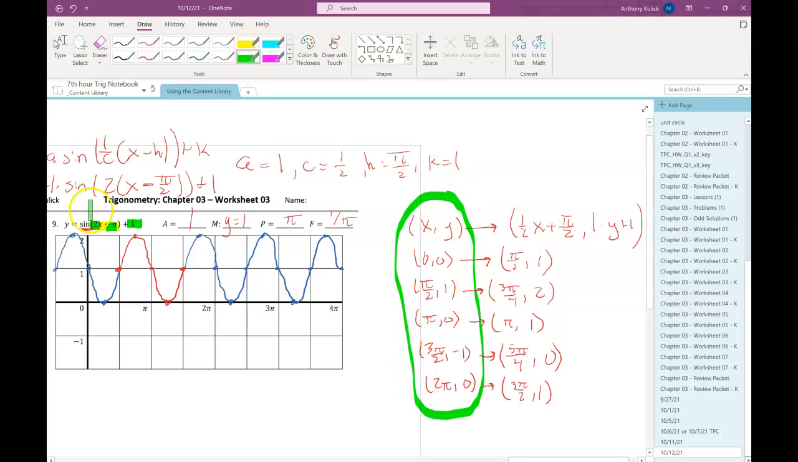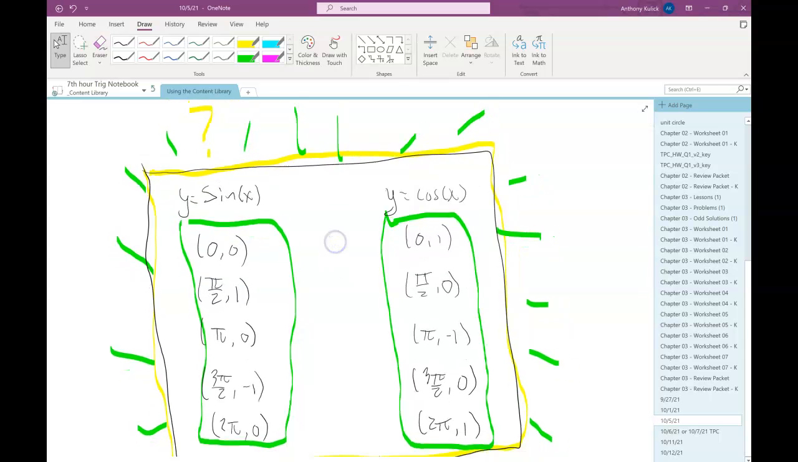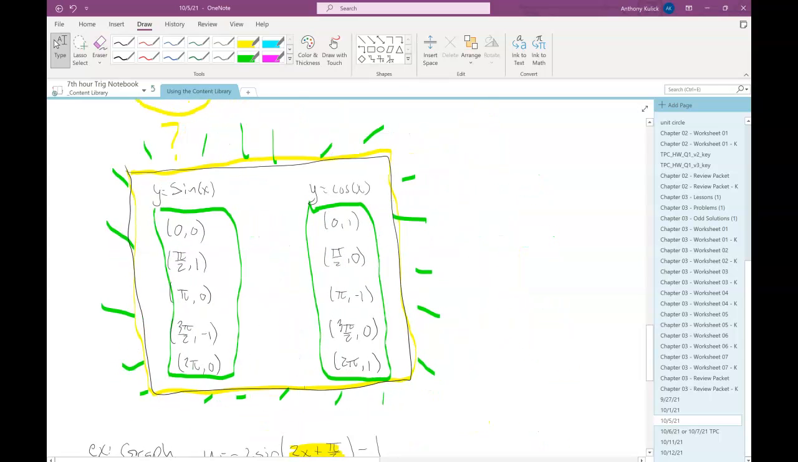This is because we're using sine. If you went back here, this is where we gave you the key points for sine and cosine. So I'm using that list of points because it was a sine function. Okay. And we're just plugging in. Plugging them into that map just like we did on the previous one. Yep. So it's not that bad.